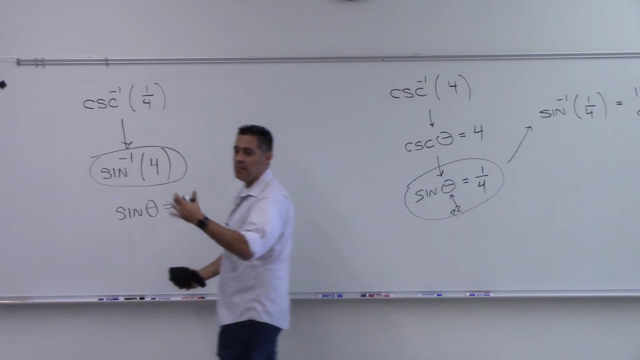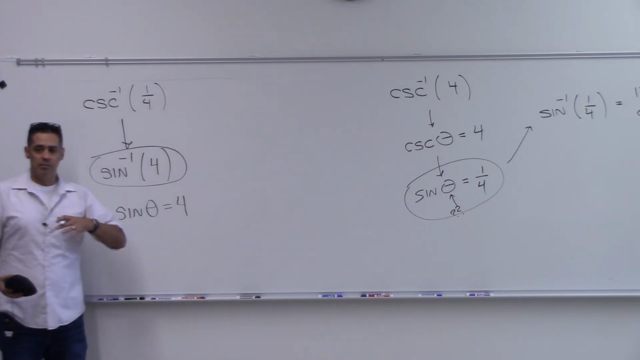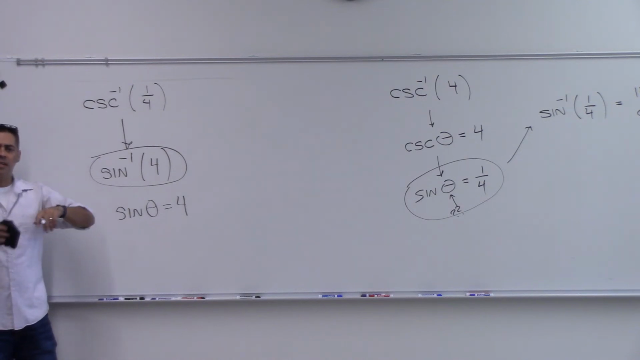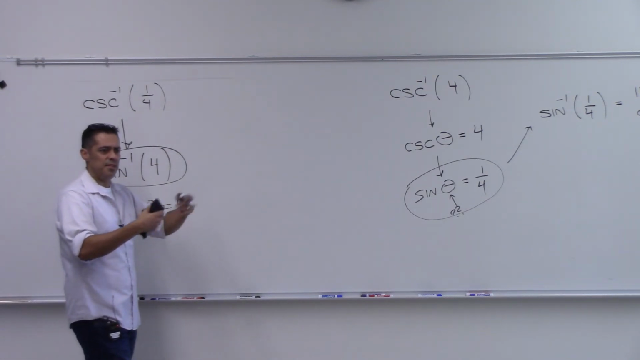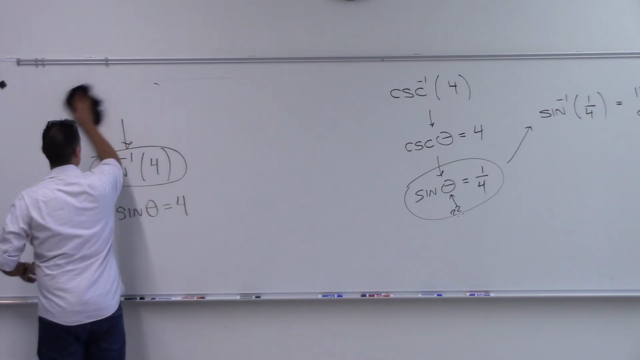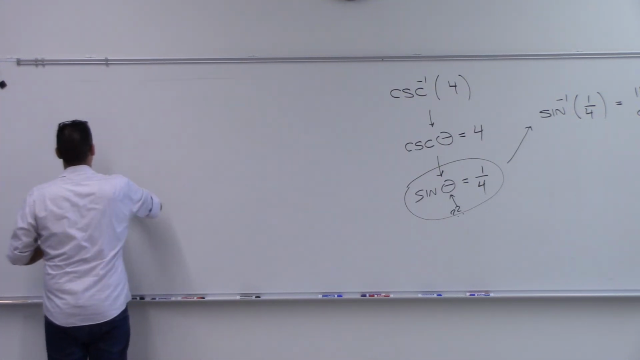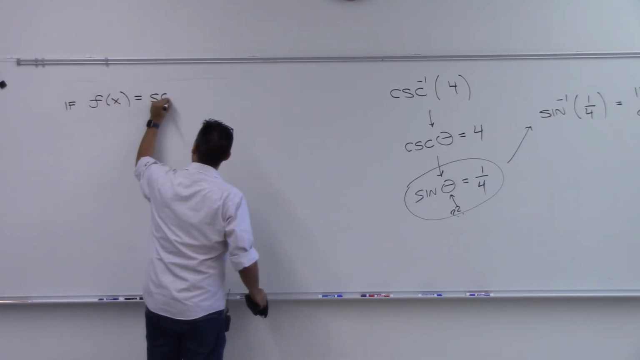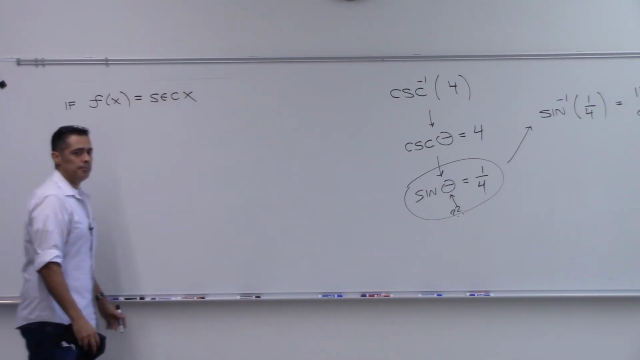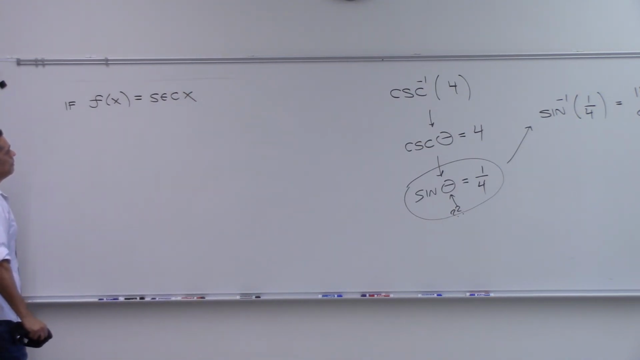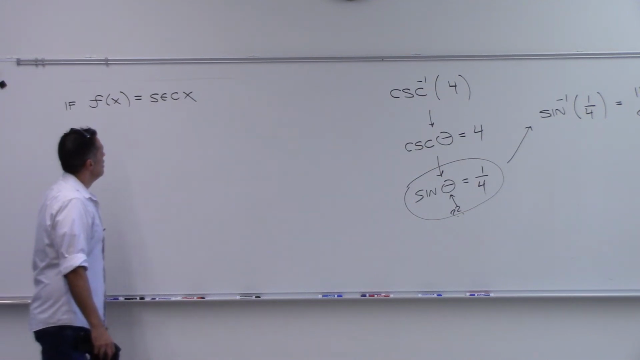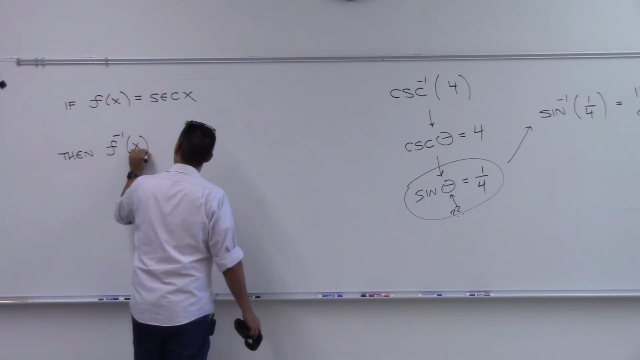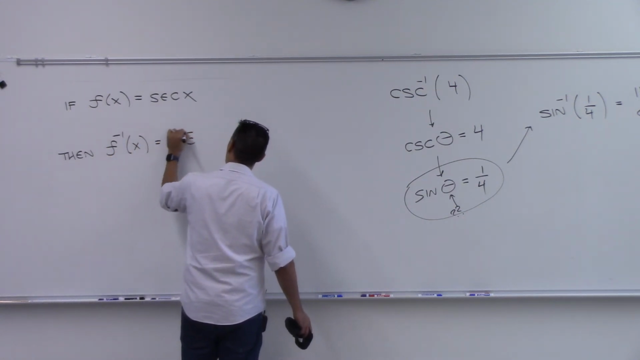We have the exact same game when we do the next inverse function, for cosine. Or, for secant, right? Secant is the reciprocal of cosine. So secant should have an inverse. So we're going to set that one up now. If f of x is secant x, then the inverse of that function would be the secant inverse function.